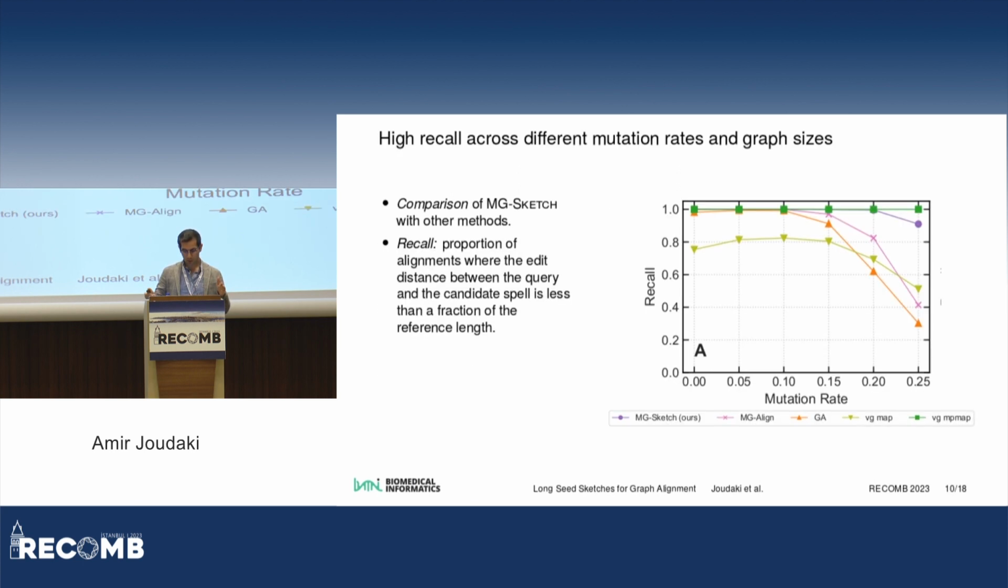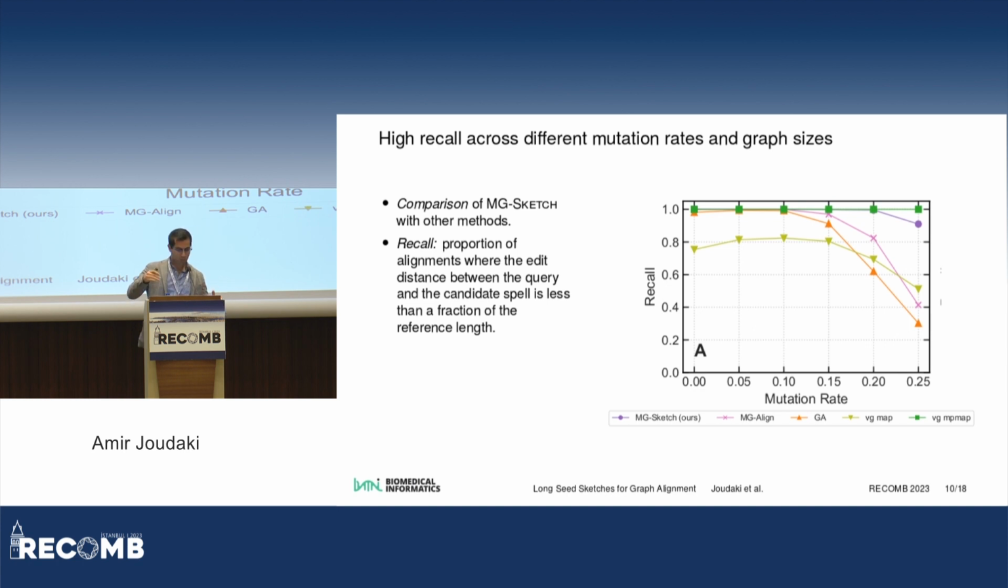Now, putting everything together, this is the main experiment, the sequence-to-graph experiment. On the x-axis you have the mutation rate, and on the y-axis you have the recall: how many times you actually find the correct result, and different traces correspond to different methods. The main two to focus on here are MetaGraph Align, or MG Align, and MetaGraph Sketch. MetaGraph Align is the standard seed and extend, and MetaGraph Sketch is the same method with the augmentation that we changed the seeding scheme. So you can make a head-to-head comparison, and that's the pink and purple traces.